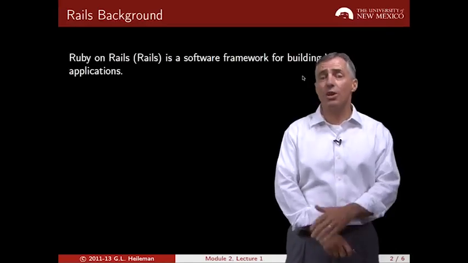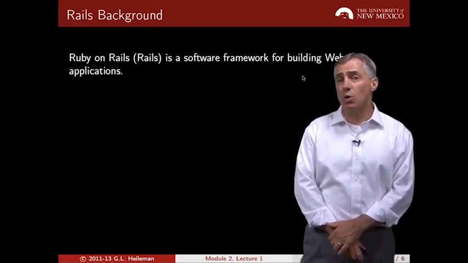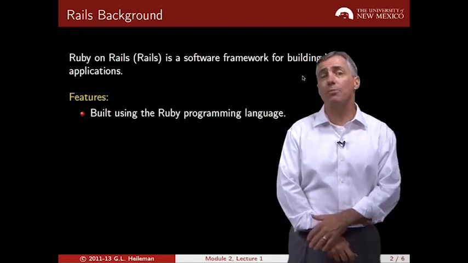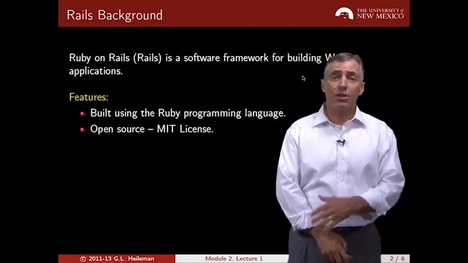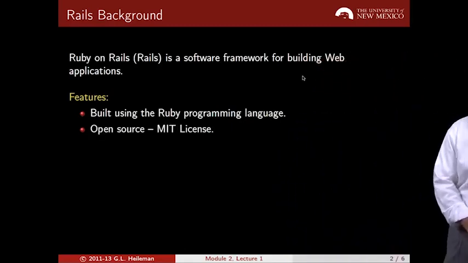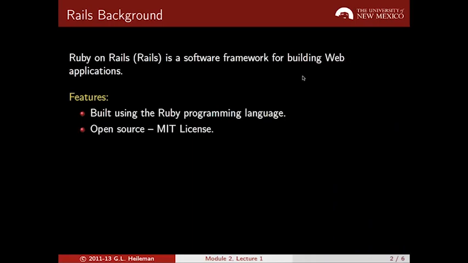As we've already mentioned, Rails is a software framework for building web applications that's built on top of the Ruby programming language. Now, the license that accompanies Rails is the open source MIT license. This license is one of the least restrictive licenses available for open source. Basically, all you need to do is preserve copyright and permission notices with the Rails source code.